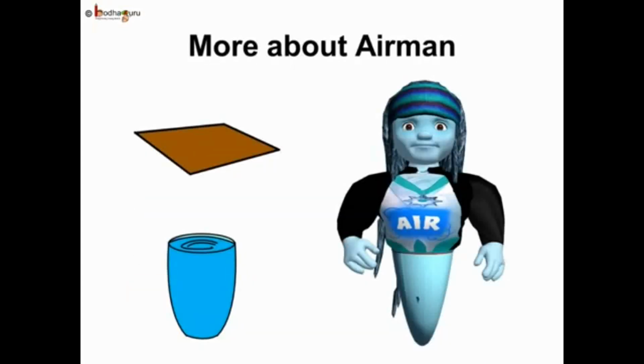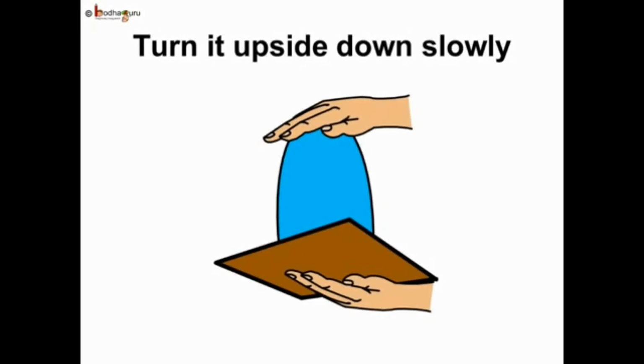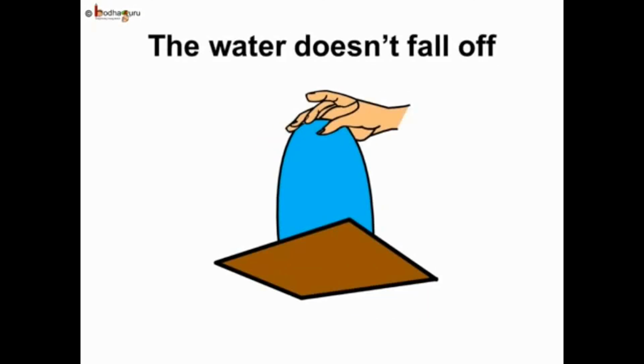What else can our airman do? For this, take water, a glass and a piece of stiff card paper. Fill the glass with water till the brim. Cover the glass with the card and hold the card firmly. Turn the glass upside down. Slowly take the hand away from the card. Oh, what is this? The card does not fall. It holds the water in the container.